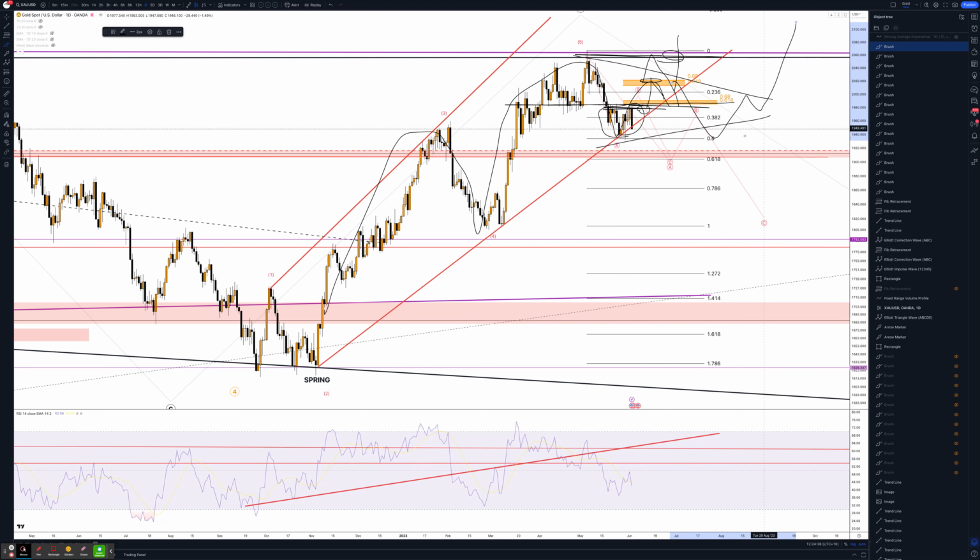So we might drag this out, or we have a number of scenarios, as you can see. The ABC correction and then up. That's one scenario. If this is more bearish, we have this and that. That is bearish, and I don't see that happening, but who knows?